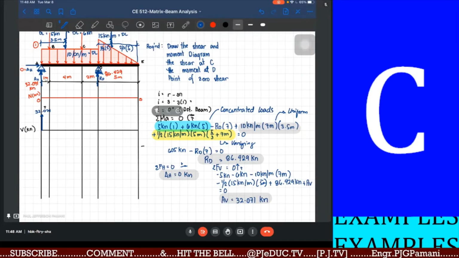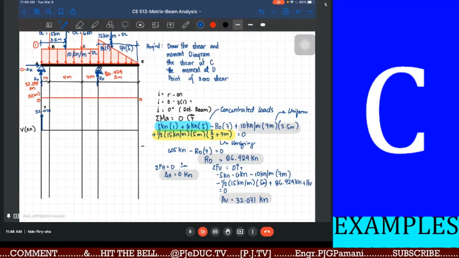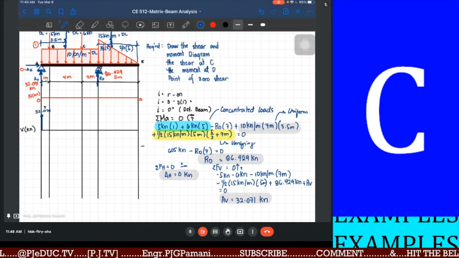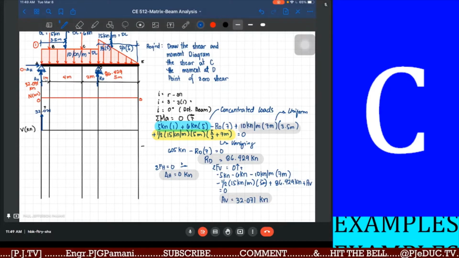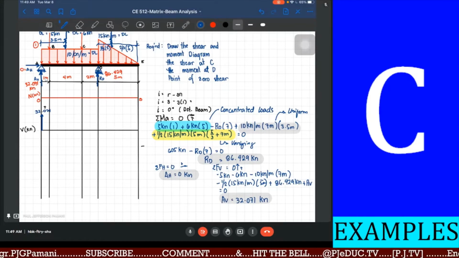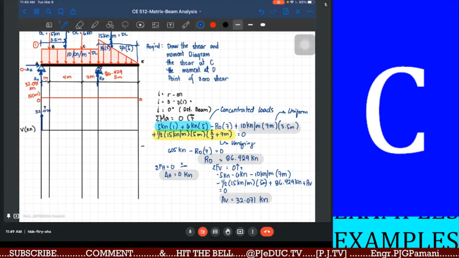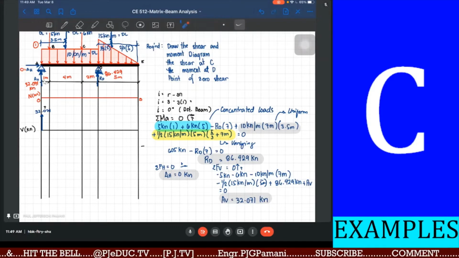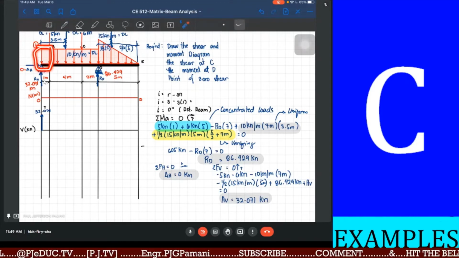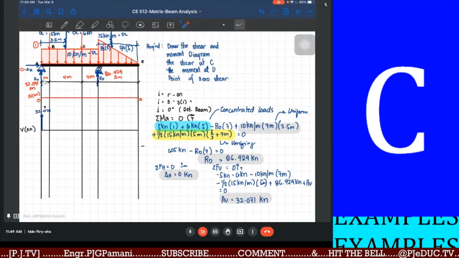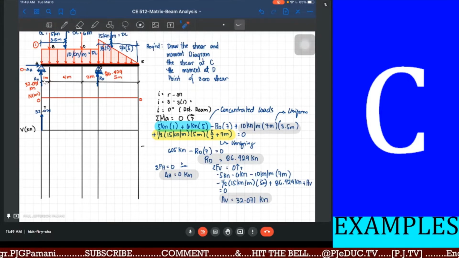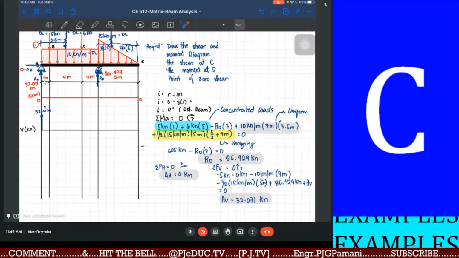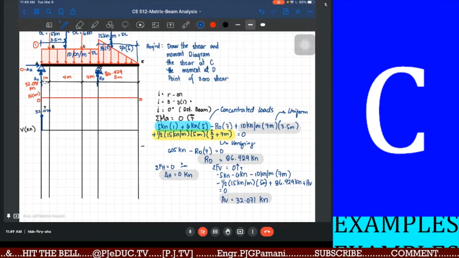So, using your calculator, hindi ko po kasi mailagay lahat dyan. Hindi kasya sa aking screen. 32.071, sulat nyo na lang, minus the uniform load, 10 kilonewton per meter at a span of 1 meter. So 32.071 minus 10 times 1 is 22.071. Okay? Bababa siya.